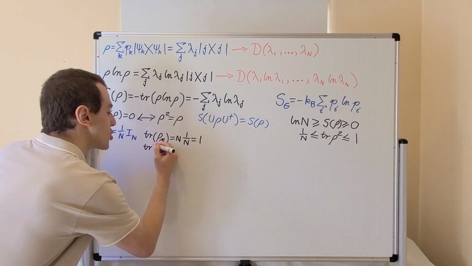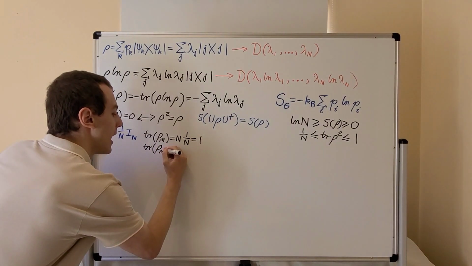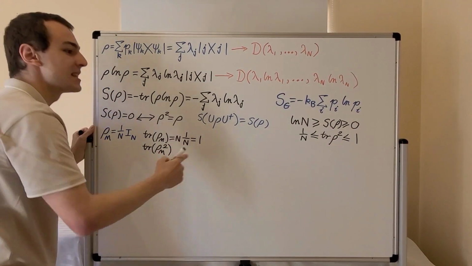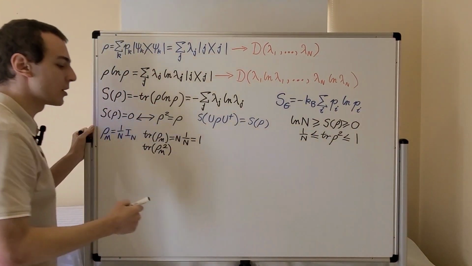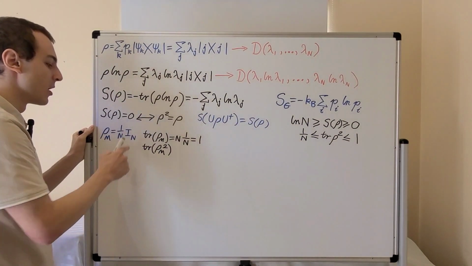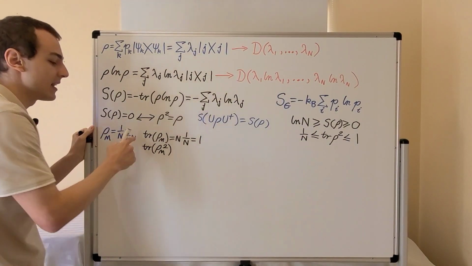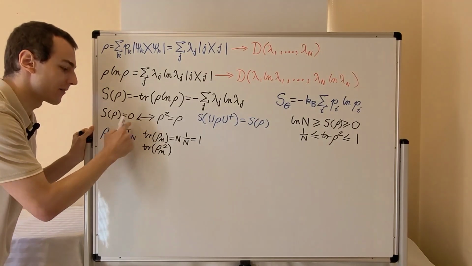Now let's take the trace of rho m squared. This is the purity. That's this quantity over here. Now what is that equal to? Well, if we square this, the identity squared is not going to be affected.